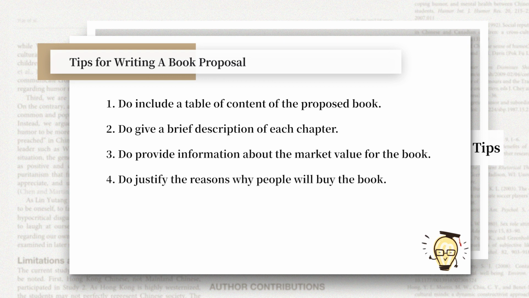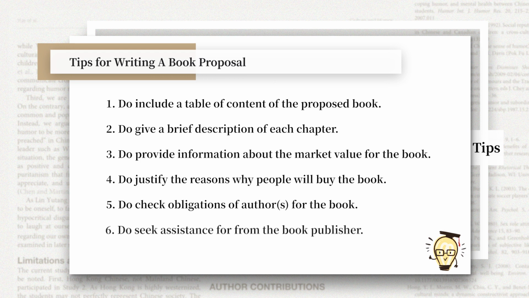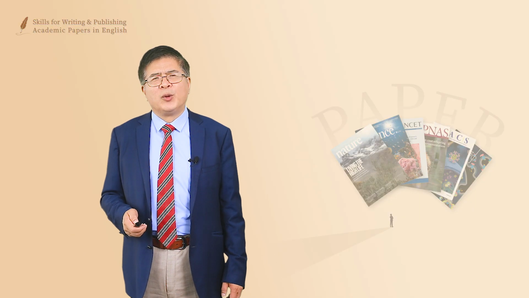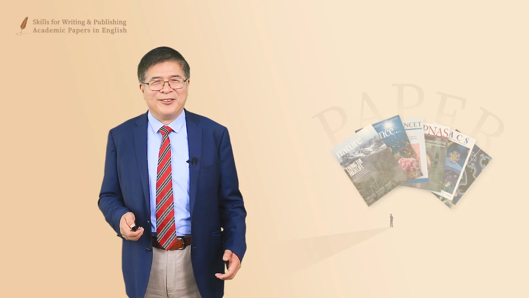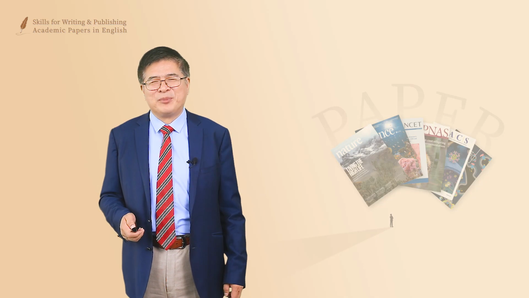And fourth, justify the reasons why people will buy this book. You may say this is the first book, or this book has the most recent findings compared with previous books that were published. And fifth, do check the obligations of the authors for the book, on what you need to do. You have to keep that in mind. And sixth, do seek assistance from the book publisher. They will give you all the support once you've started your project. It's a joint venture or joint project. Okay, I hope you'll write your book proposal tomorrow, or you will contact publishers to write your book proposal.